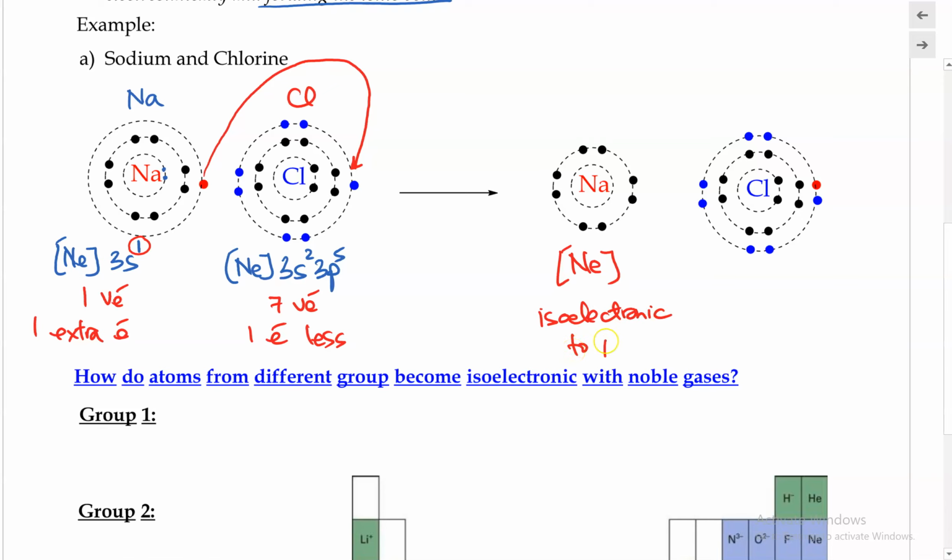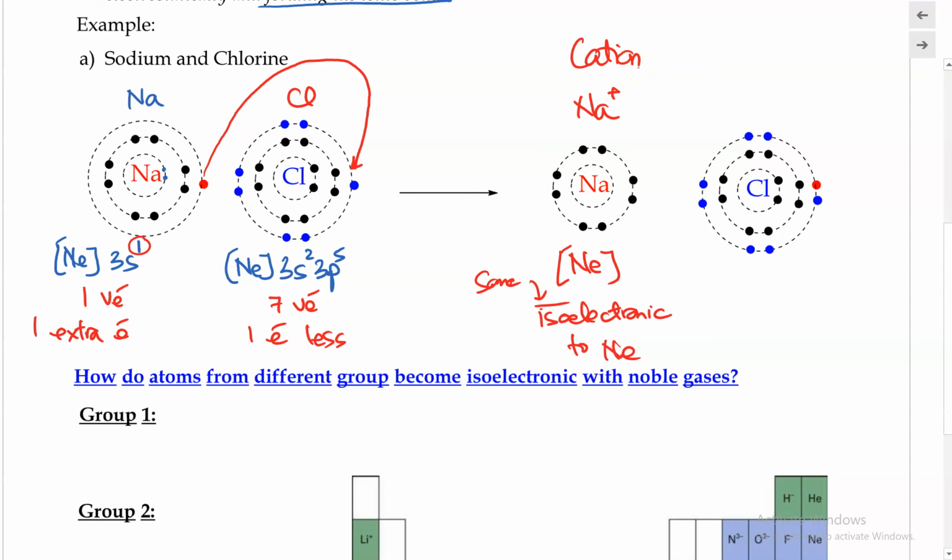The term isoelectronic: iso again means equal or same, and electronic here refers to electrons. So we have the same electron configuration as neon. So this is now producing the sodium ion, and this is our cation right here.